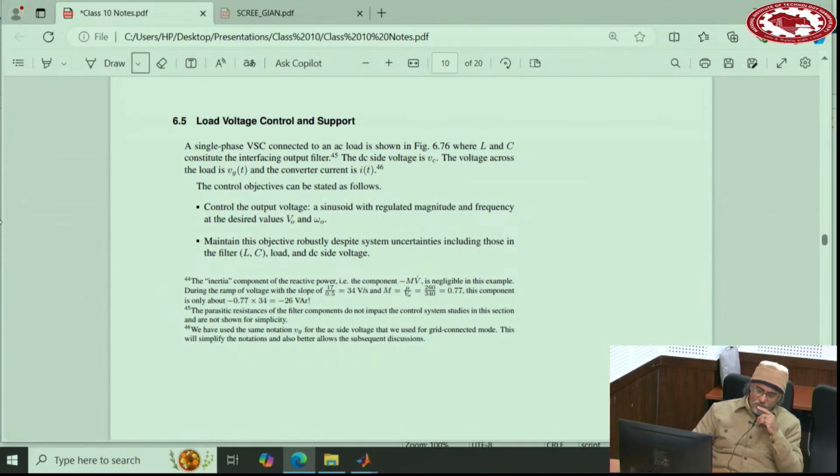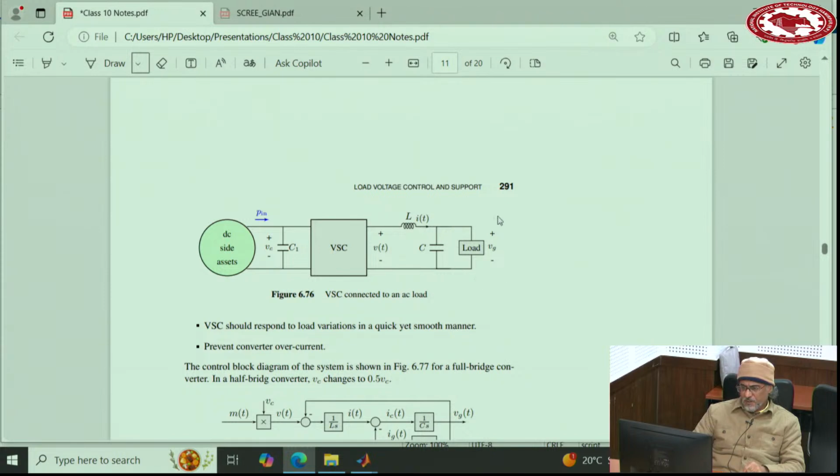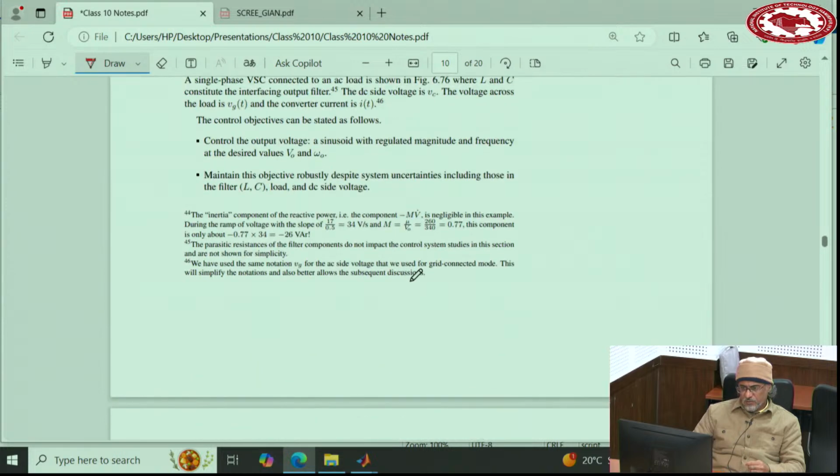But we did not talk about load voltage control and support. This is the case that you have a load here, and then you want to control the voltage of the load. And obviously, we want to satisfy the other conditions like limit the current and should respond to the variations in the load in a quick and a smooth manner. These are the control objectives, robust. But we would like to have a voltage which is sinusoidal at the given amplitude and a given frequency.